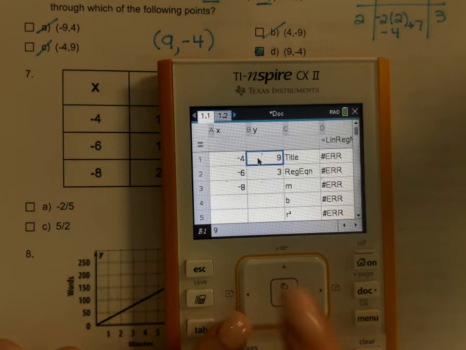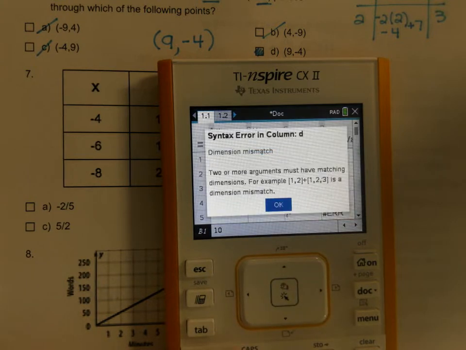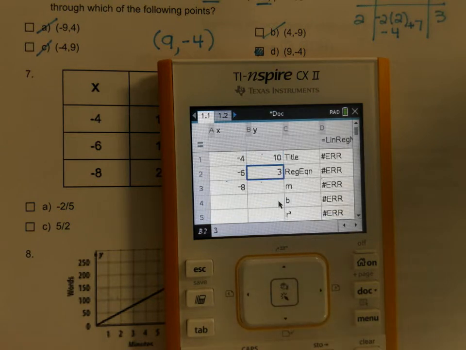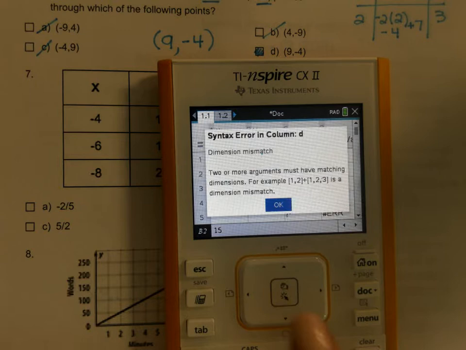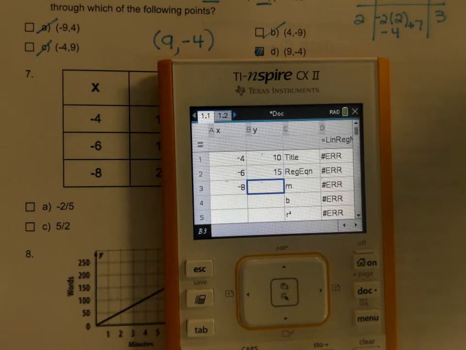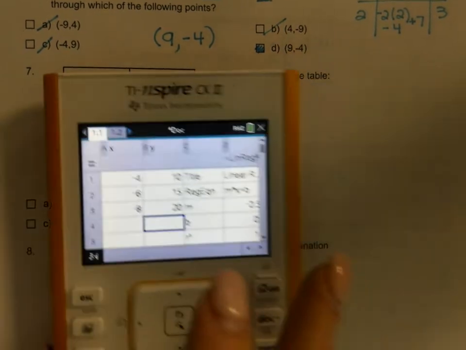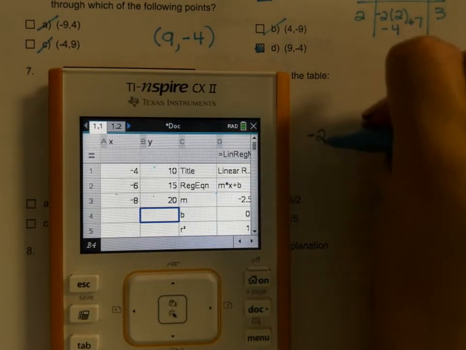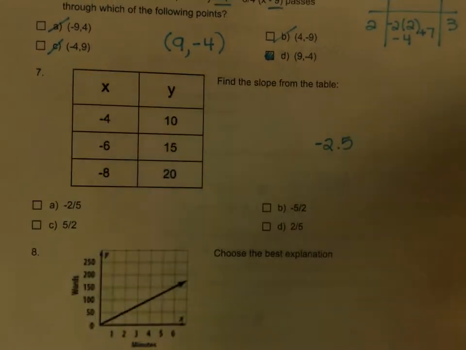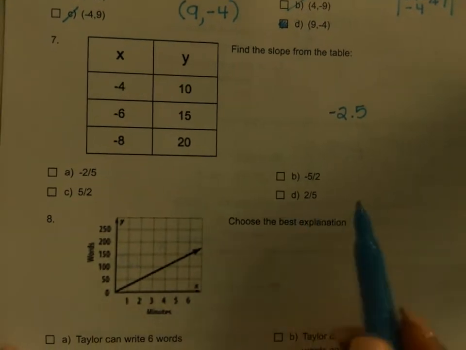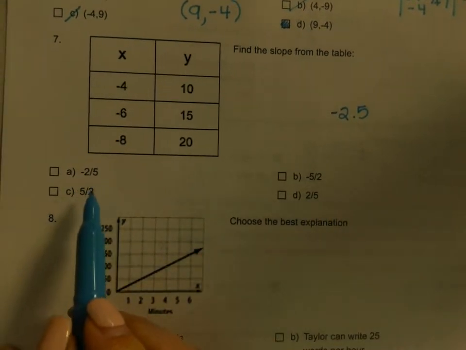Over here, I've got 10, 15, 15, I know, it doesn't match up yet, and 20. So my equation, or my slope, is negative 2.5. Now be careful, because negative 2.5 does not mean negative 2 divided by 5, okay?